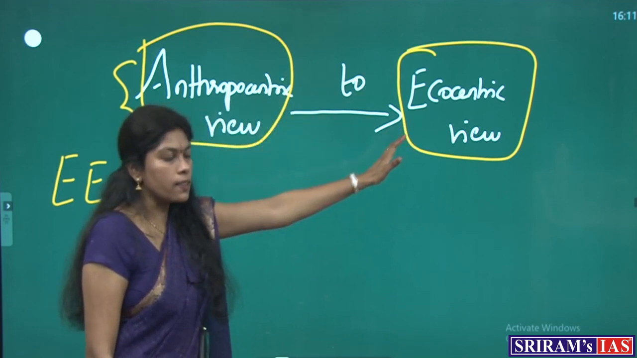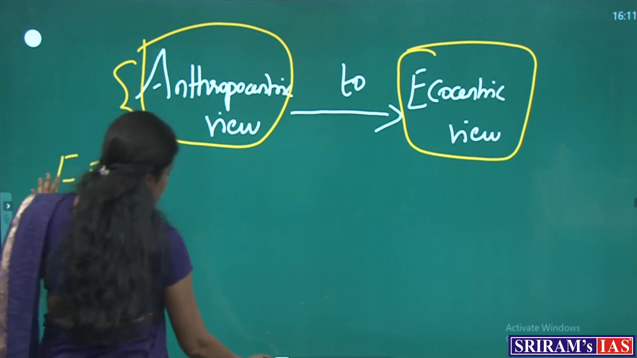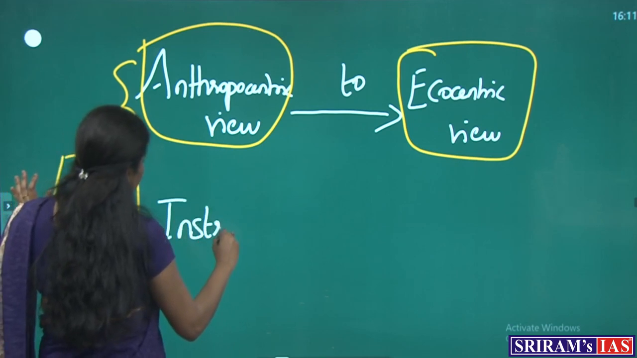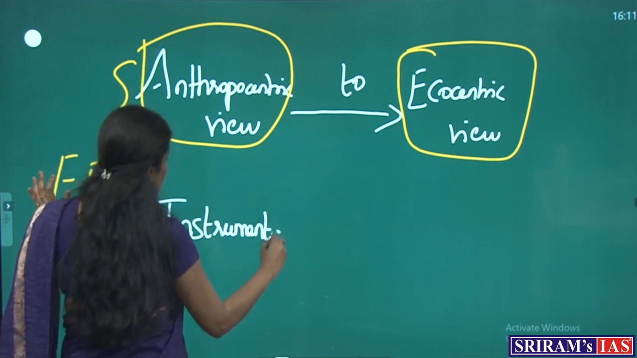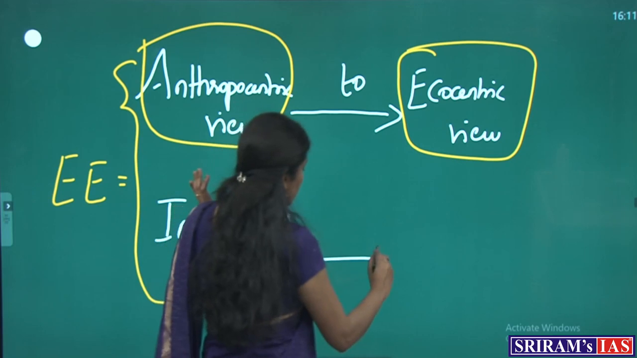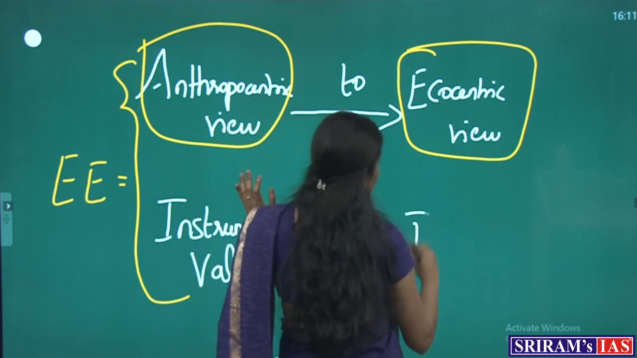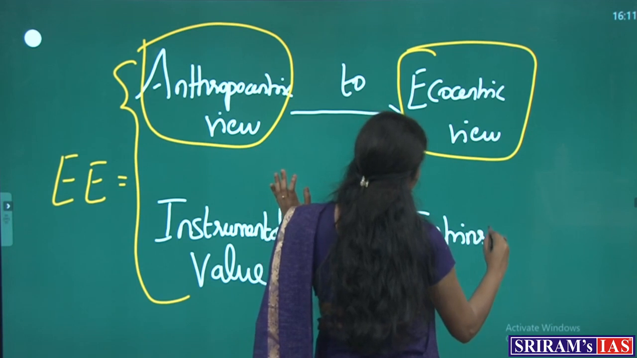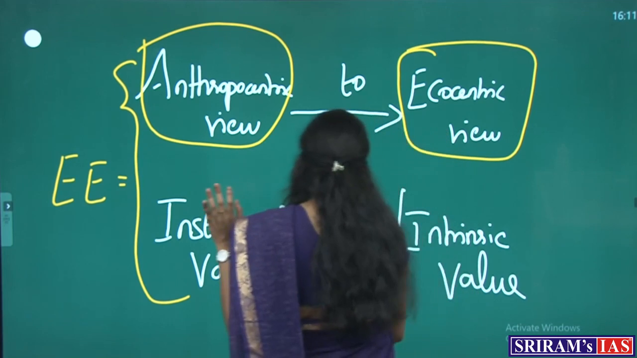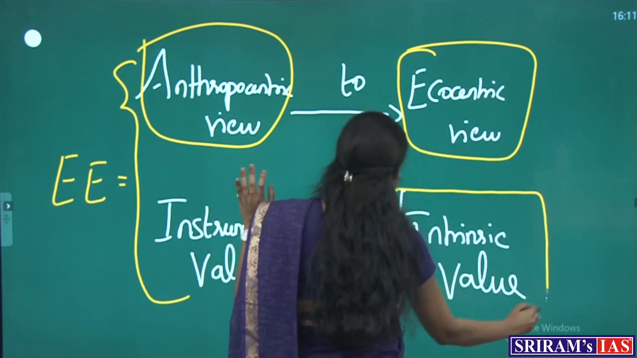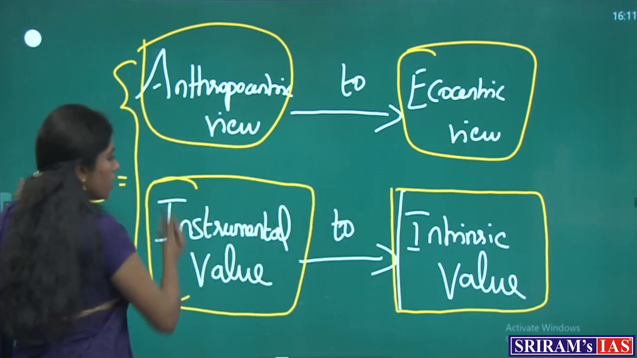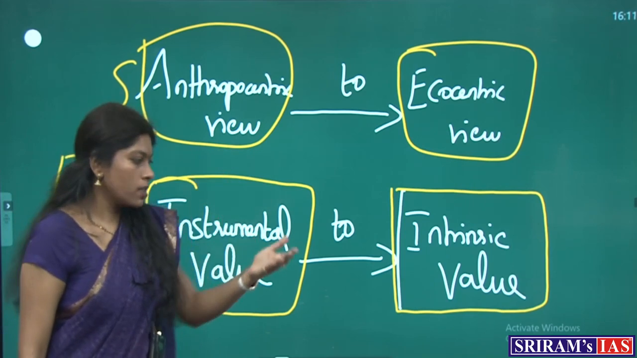This is called environmental ethics, or we can say simply that it is moving from considering instrumental value of things to intrinsic value of things. So, you should know that previously man only gave instrumental value to other living beings.